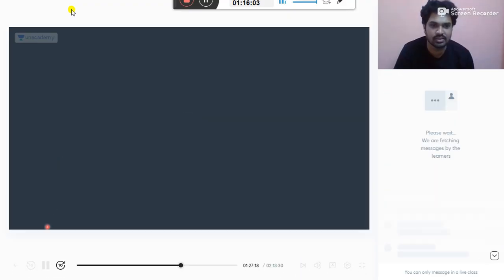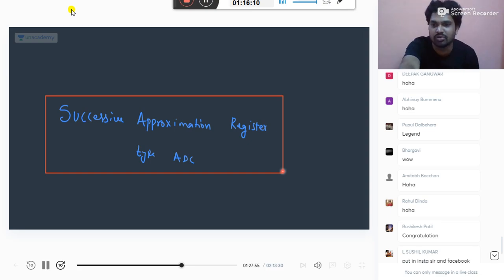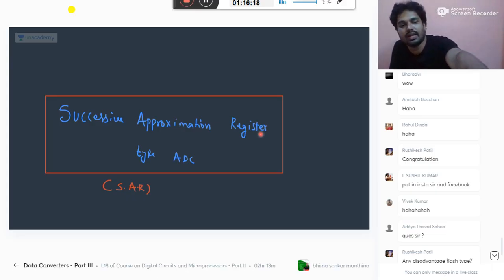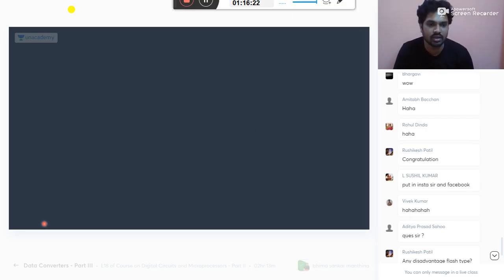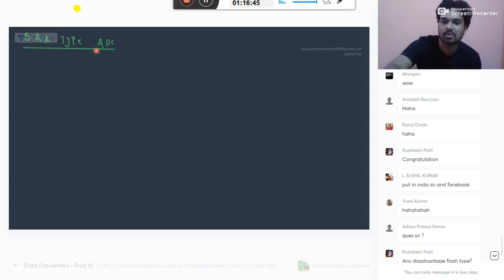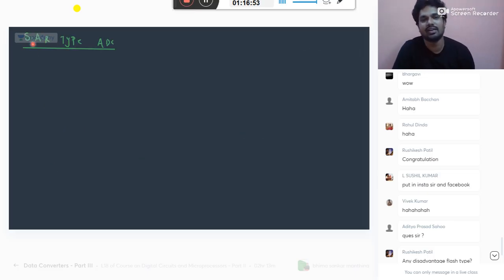Next ADC. Successive approximation register type ADC. Okay, so let's move to the SAR type ADC. Not register as in resistor. We use some kind of register-like circuit, a register or counter, using flip-flops. So don't take it as resistor. That is enough. So in SAR type ADC, compared to counter type, let's revise what we have done in counter.